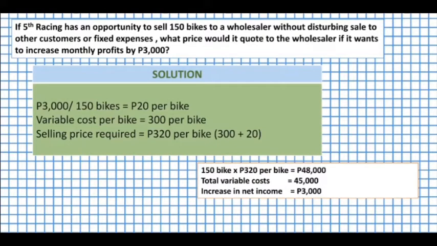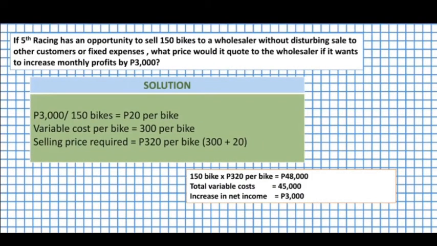3,000 divided by 150 bikes equals 20 pesos per bike. Variable cost per bike is 300 per bike. Selling price required, 320 per bike, 300 plus 20. 150 bikes times 320 per bike equals 48,000. Total variable costs is 45,000. So the increase in net income is 3,000 only.